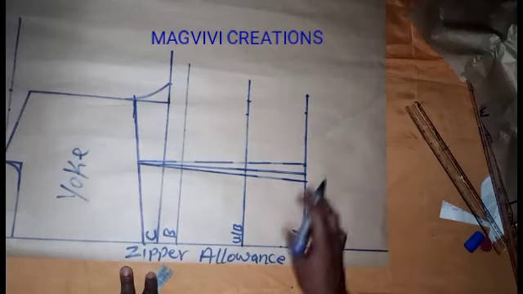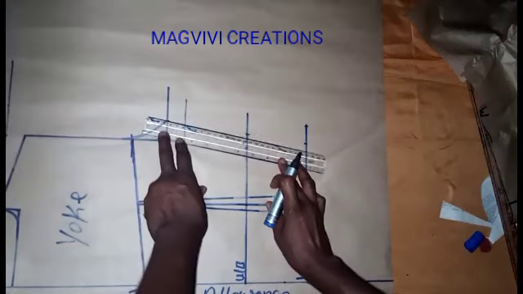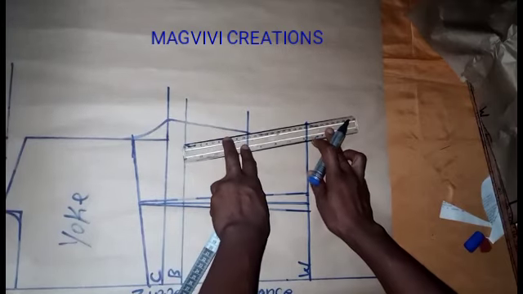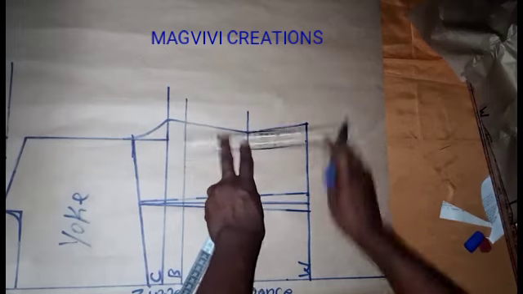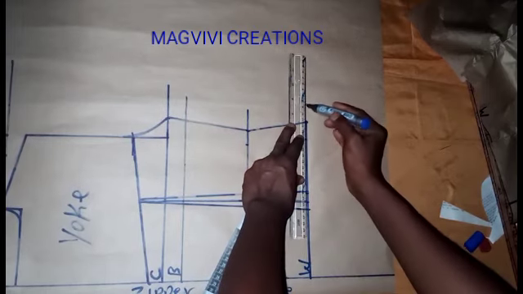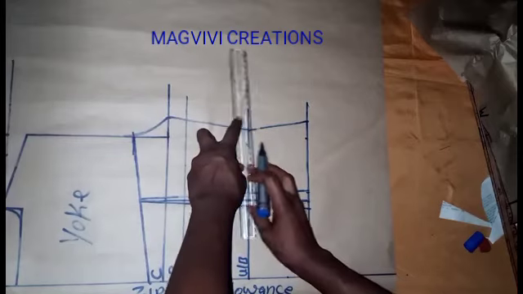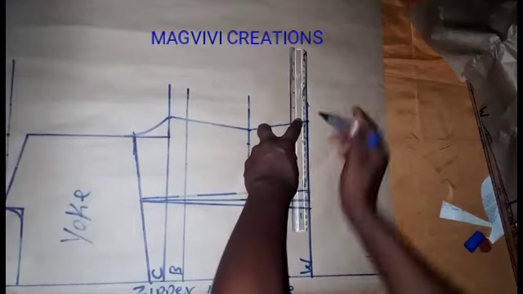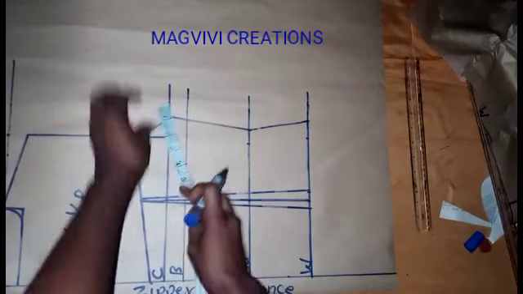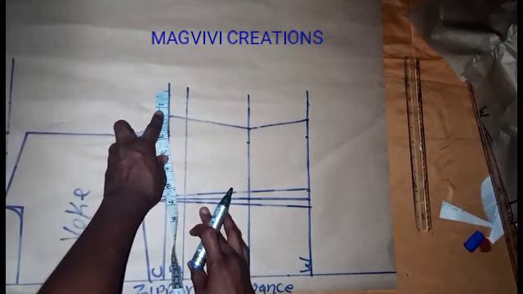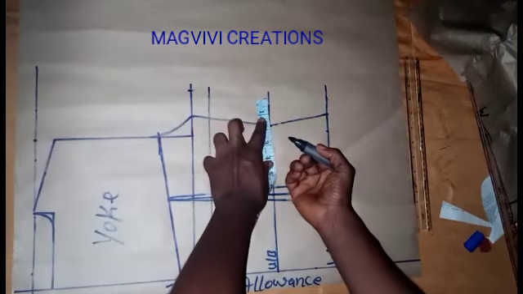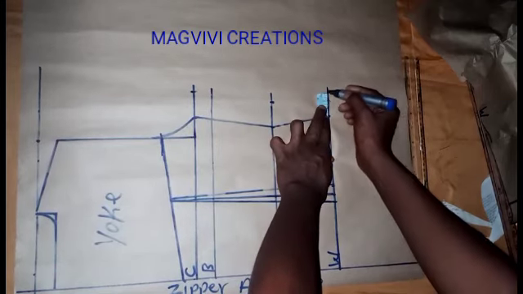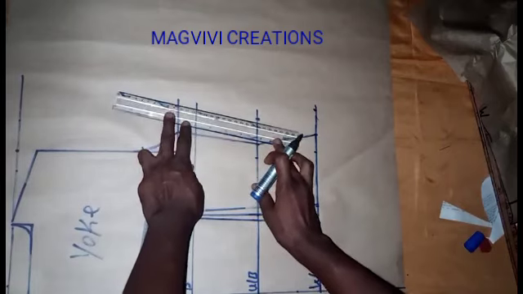So by the time you have marked it, you connect. So this is the actual measurement. I have not added seam allowance, so just connect this. Okay, so let me extend it so I can add my seam allowance. So now I'll add 1.5 inch seam allowance like I did at the front. So 1.5, 1.5 and 1.5. Then I will connect.